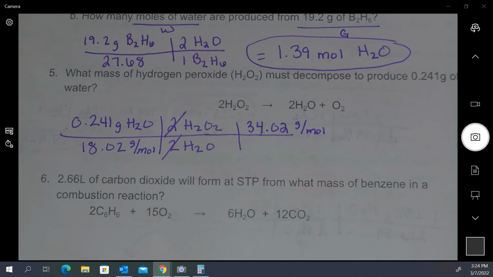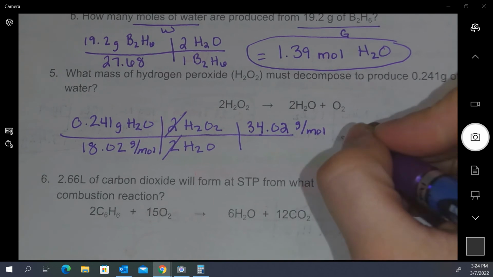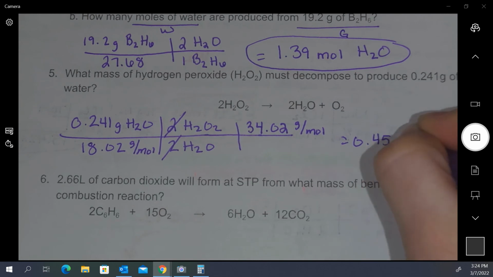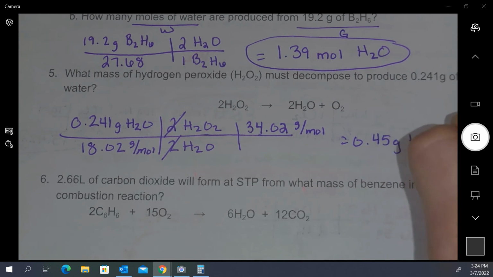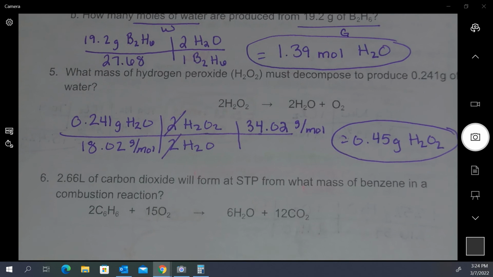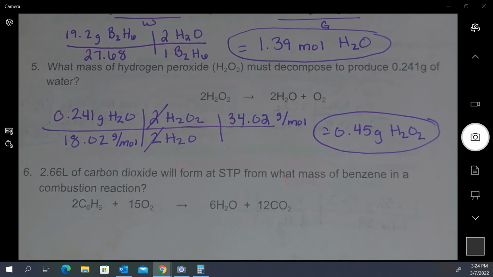After you calculate this all out, I ended up getting 0.45 grams of H2O2. Is that what we got as well? For those of us who did it? Yeah? I'll post the video for you guys too.